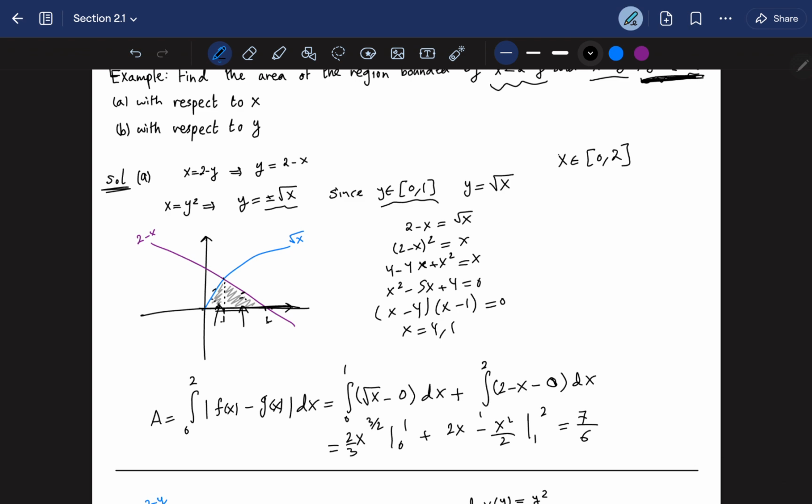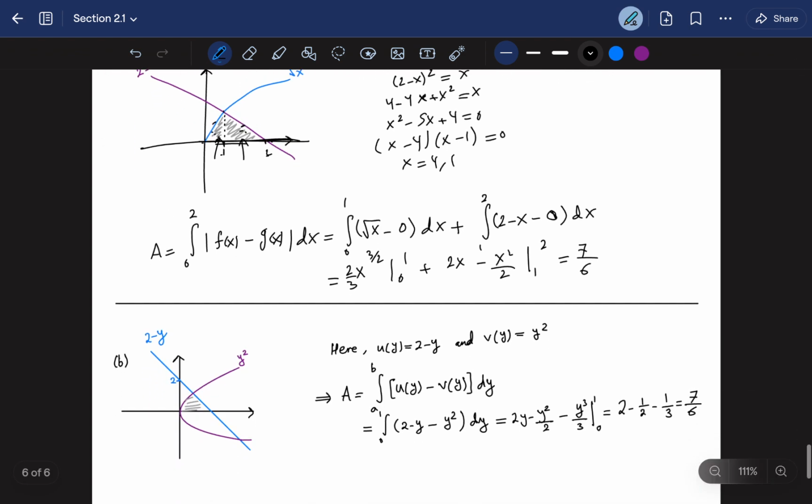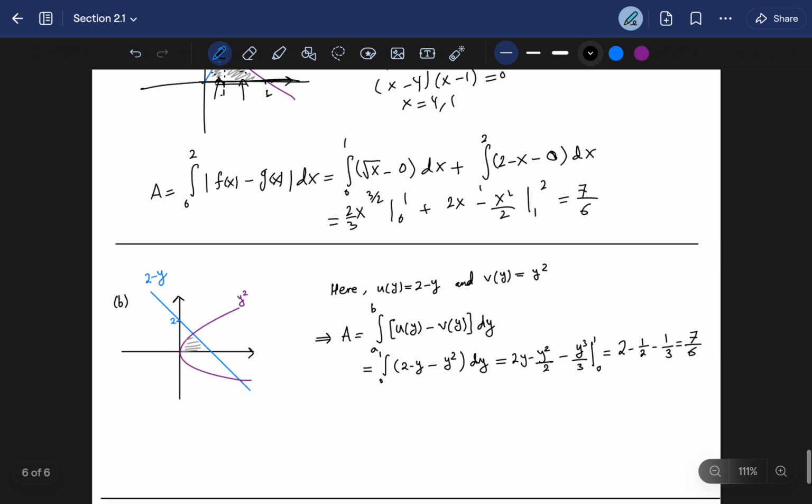But let's think about it with respect to y. So if you graph it, you're going to have 2 minus y looks like that. y squared looks like this. So we're going to have this area here, which is the same exact area that we had in the first example. But here, my u of y is my right function, which is just 2 minus y. My left function, which is v of y, is just y squared. And we're integrating.